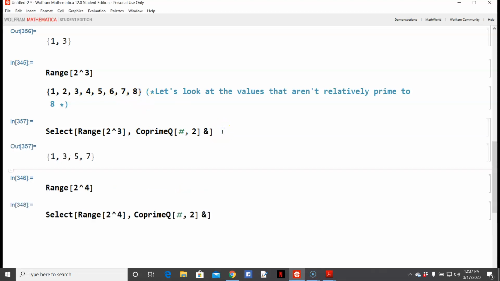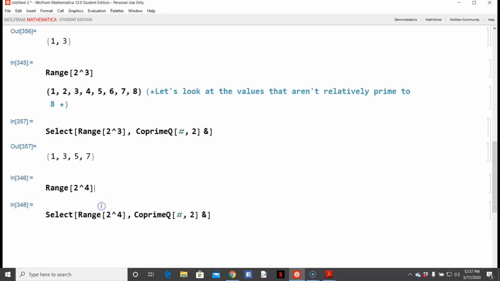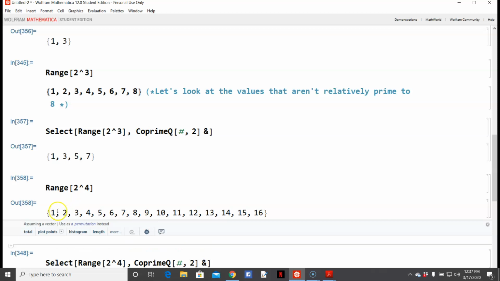Okay, and indeed, if I remove those, I'm left with 1, 3, 5, and 7, namely the odd numbers between 1 and 8, and those are the ones that are going to be relatively prime. All right, we'll push one more power. If I go up to 16, again, I want to remove those that aren't relatively prime.